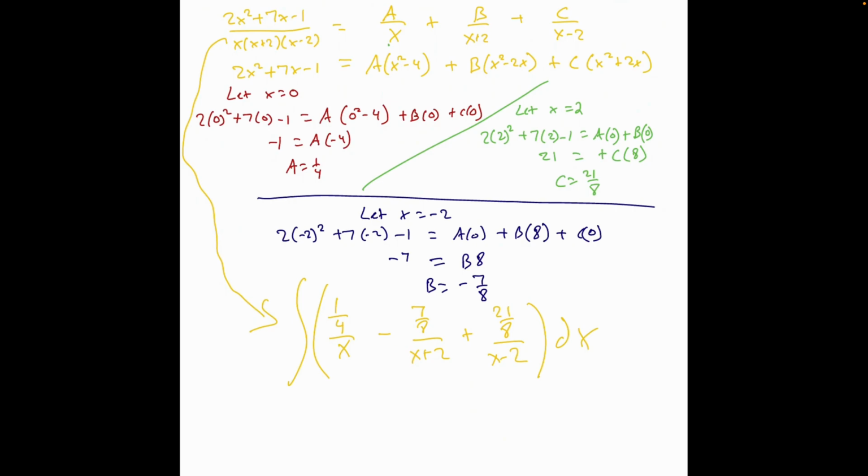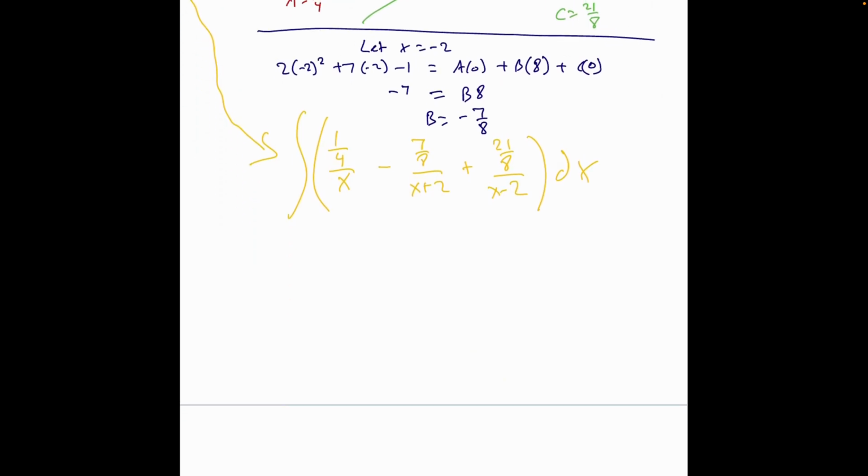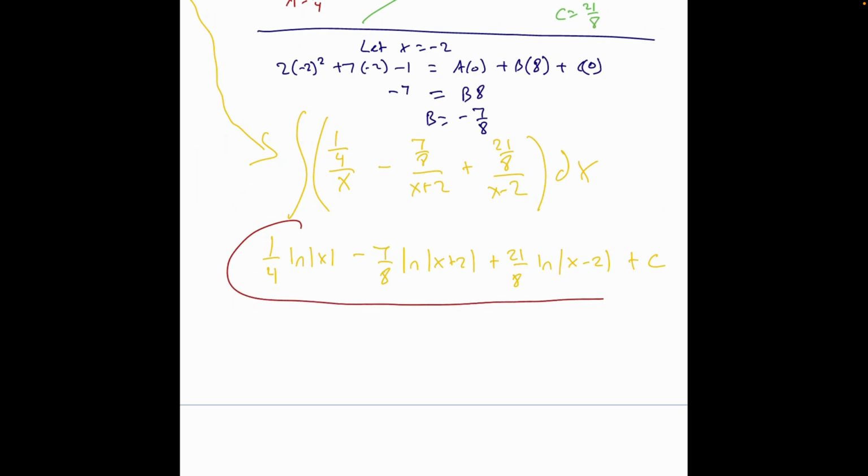And so we can integrate each term separately. And so it's simply going to be this: 1/4 the natural log of the absolute value of x minus 7/8 the natural log of the absolute value of x plus 2 plus 21/8 the natural log of the absolute value of x minus 2 plus C. And there you have it. That is our answer. A lot of work on these problems. You really got to persevere through all of the steps.